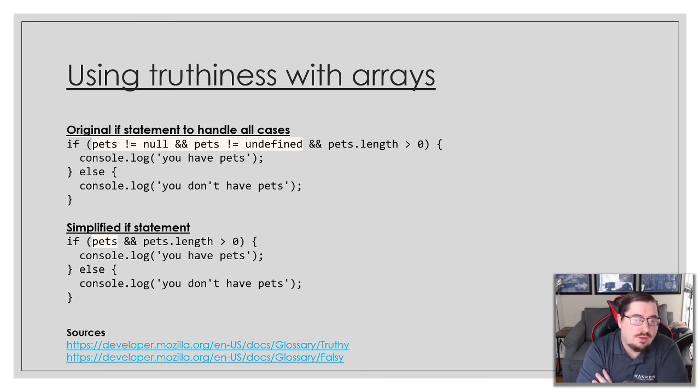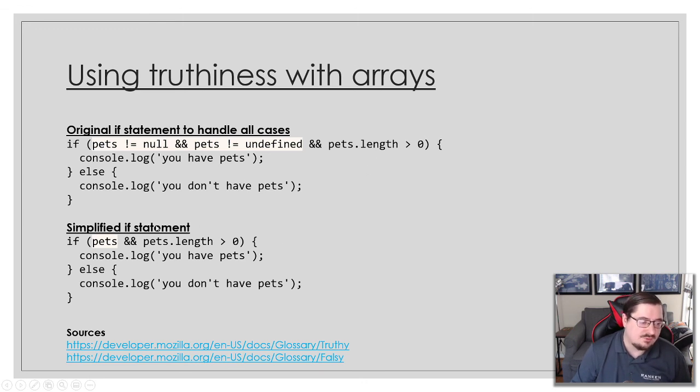Similarly, if I'm working with arrays, I might say, well, I've got an array of pets. I want to make sure that that array of pets contains at least one pet. So I'm going to say, well, is the array null? All right, it's not null, and it's not undefined, and it has a length that's greater than 0. If all of these things are true, then you have pets. Otherwise, you don't have pets.